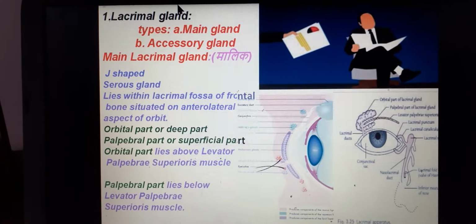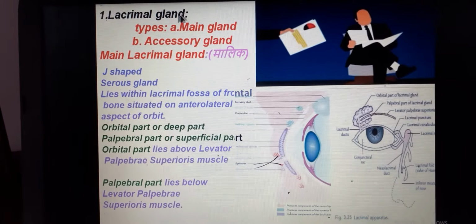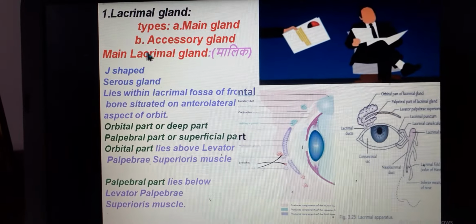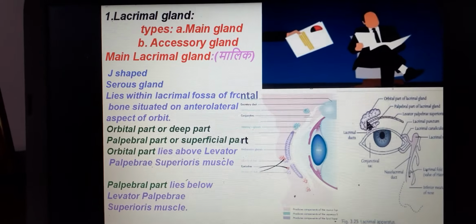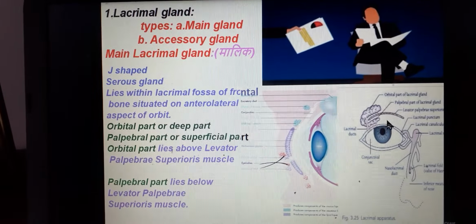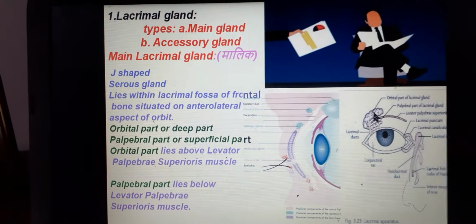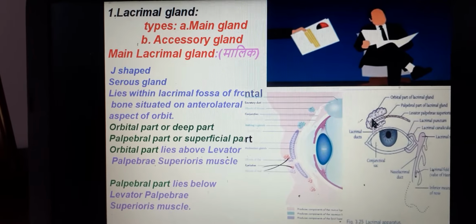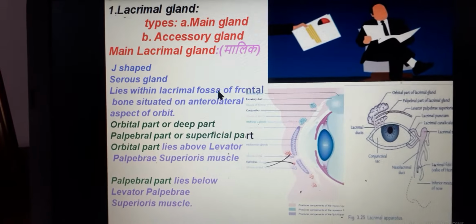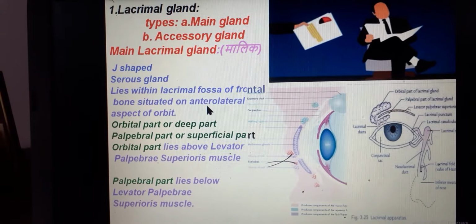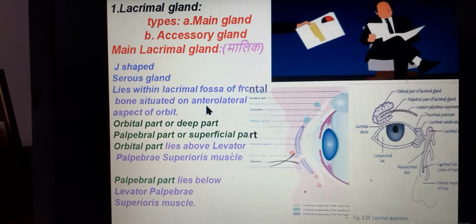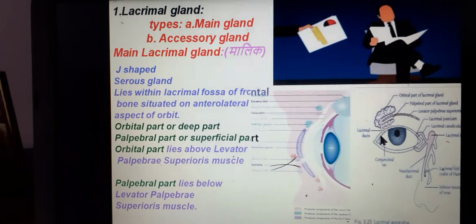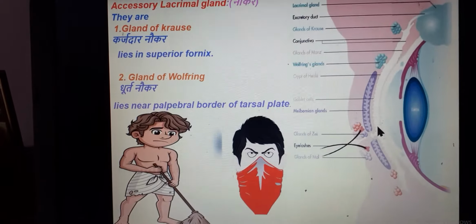Now coming to the first component, lacrimal gland. It is of two types, main gland and accessory gland. This one is the main lacrimal gland. It is J-shaped, a serous gland, that is, it has got watery secretion. Exocrine gland because it contains duct, and tubuloacinar variety. Lies within the lacrimal fossa of the frontal bone, situated on the anterolateral aspect of the orbit. Here lies the nose, so this is the lateral aspect, the anterolateral aspect of the orbit.